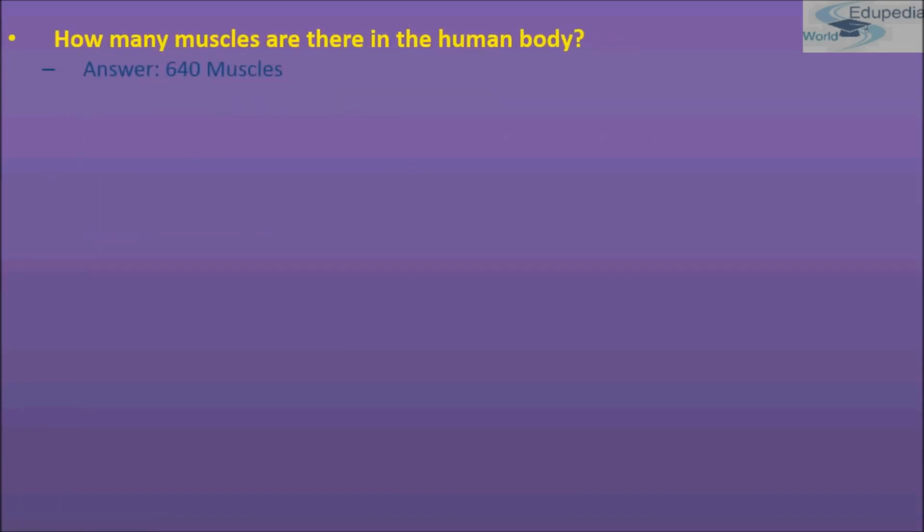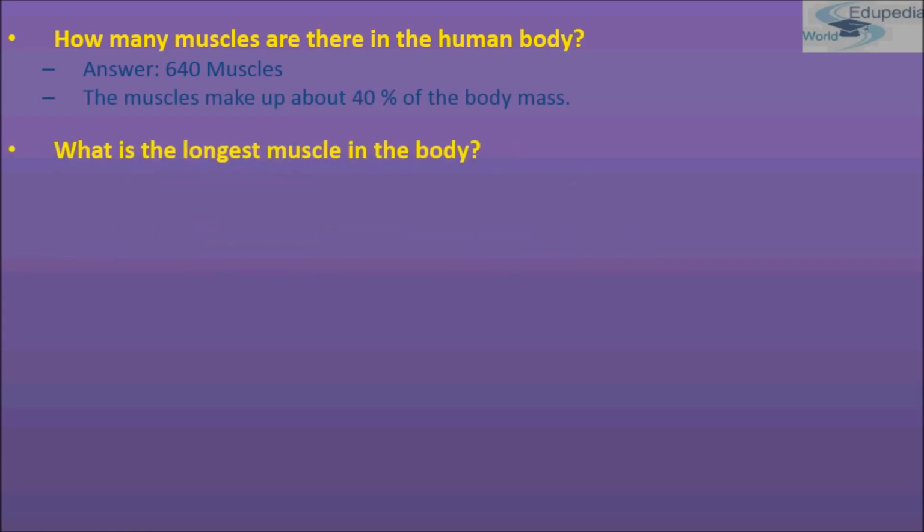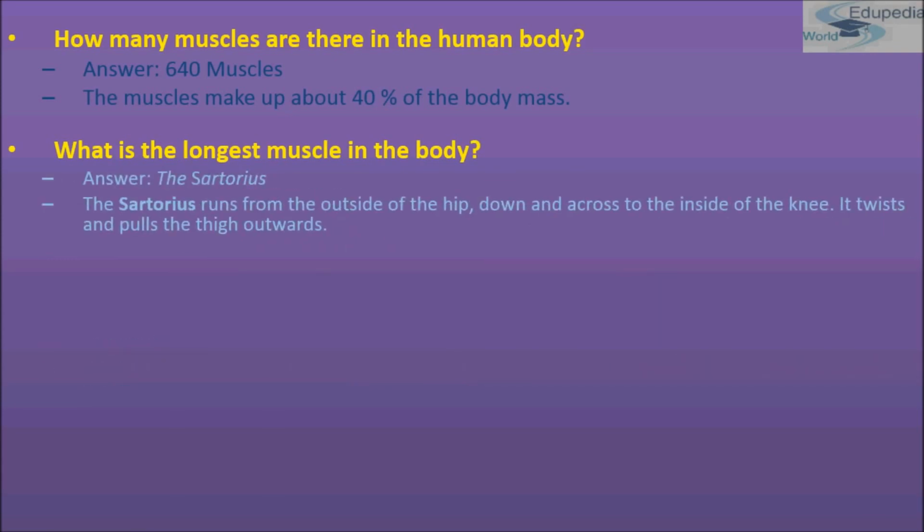Now, how many muscles are there in the human body? Answer is 640 muscles. The muscles make up about 40% of the body mass. I have already taught you. And second question is, what is the longest muscle in the body? It's the sartorius muscle. Okay, the sartorius runs from outside of the hip down and across to the inside of the knee, and it twists and pulls the thigh outward. Okay, so this is the longest muscle that is found in body.